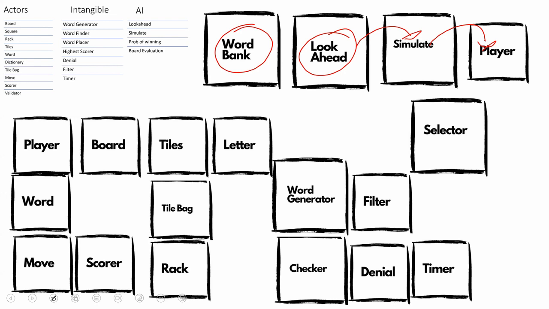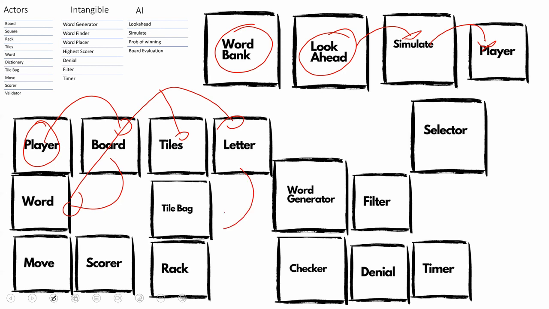Similarly, अगर आप player पे आ जाएं तो ये हमारा player है. Player दो type के हो सकते हैं. Player could be AI, player could be human. What does the player do? The player plays the game on the board. How does he or she play the game? They play the game by placing words on the board. What are words? Words are a combination of letters or tiles, depending on what we call them. Where do we get these letters and tiles? We get them from the tile bag.